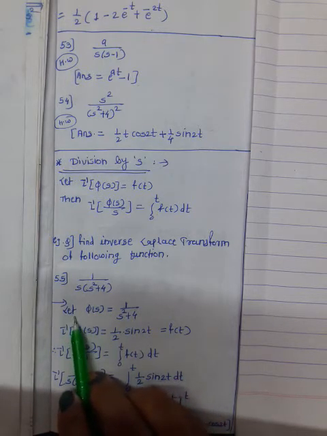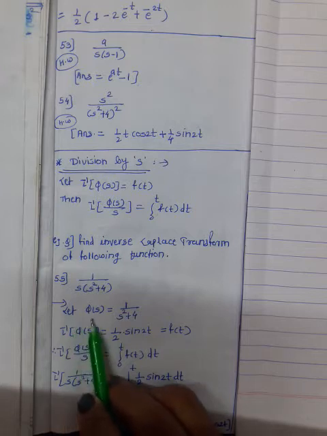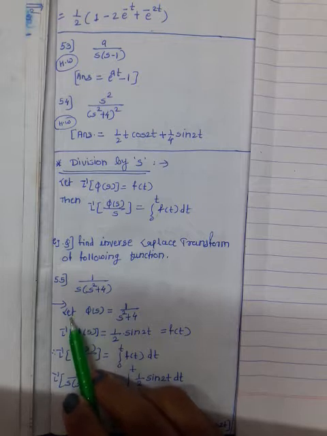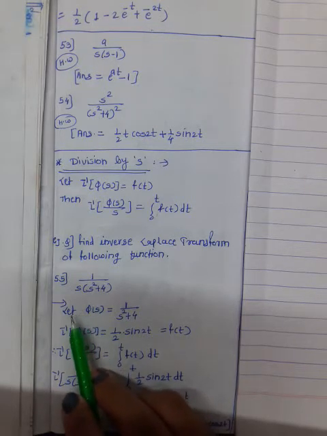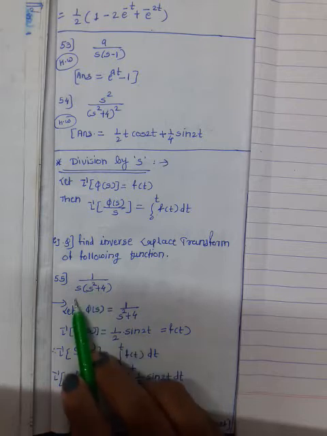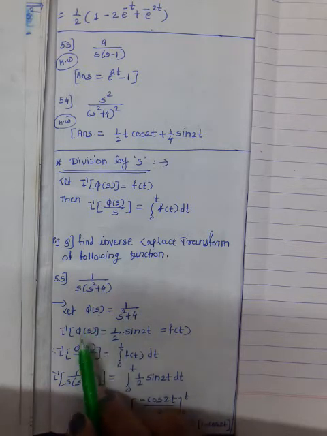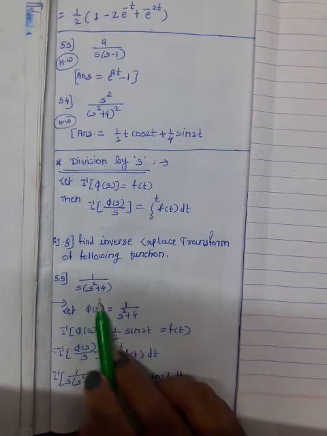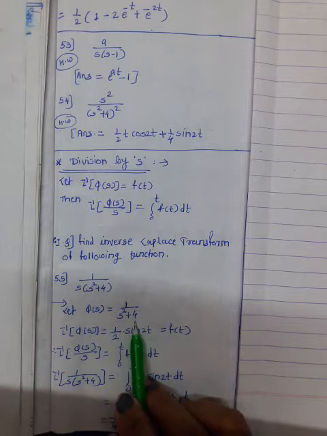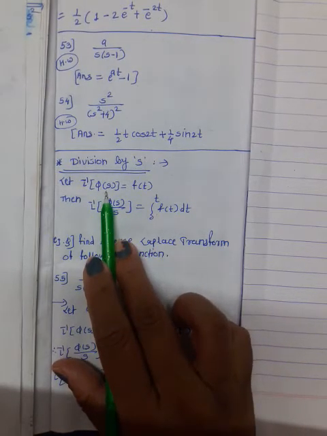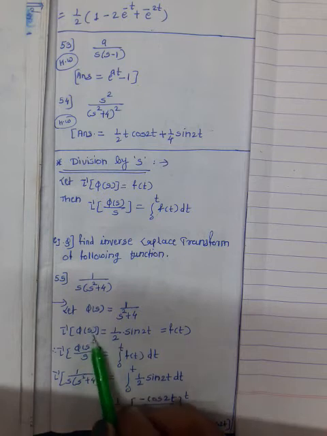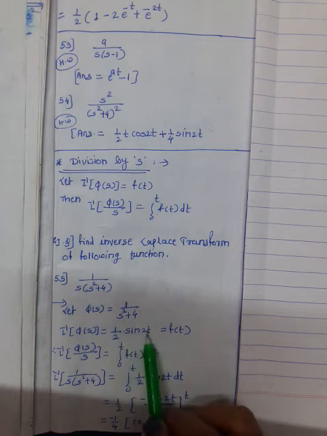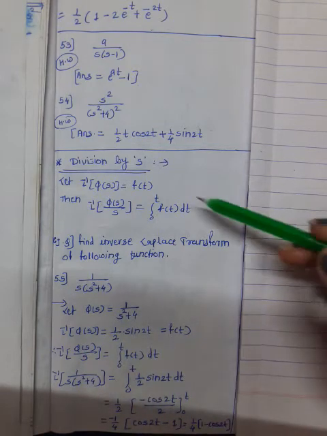Our first step is we have to call the function in the numerator, the function which is present with multiplication of 1 by s, as phi of s. Okay, let phi of s be this function which is apart from 1 upon s, that is 1 upon s square plus 4. Now the next step is we have to find the inverse. Therefore inverse of phi of s is sine inverse, 1 upon 2, 4 root is 2, sine 2t. Call it as f of t by using this property.